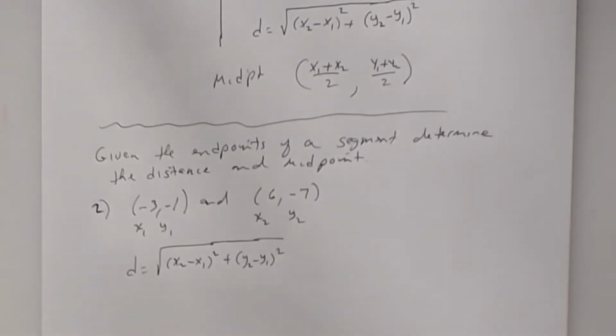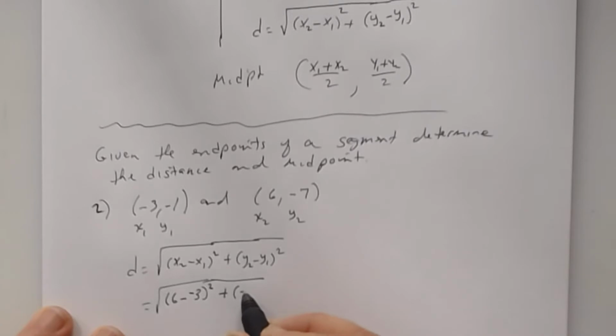Okay, so I'm going to get the square root of, parentheses, what's x2? 6. Subtract x1, -3, squared, plus, parentheses, y2, what's y2? -7. Subtract -1, squared. So that's where I'm at. So all I did was plug. Now you chug.